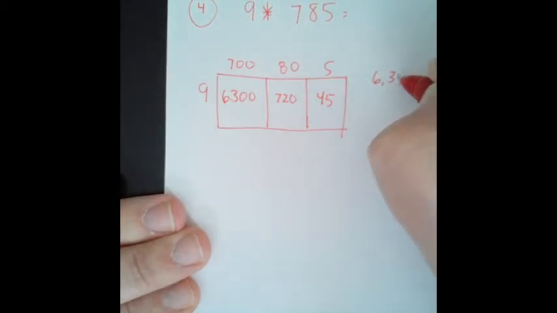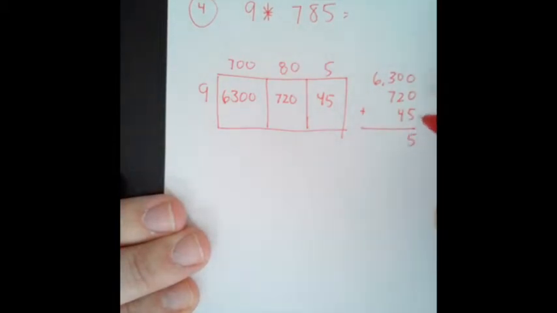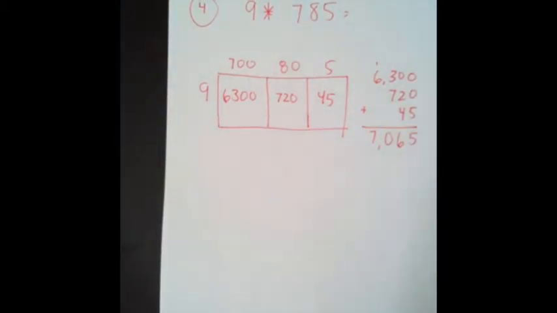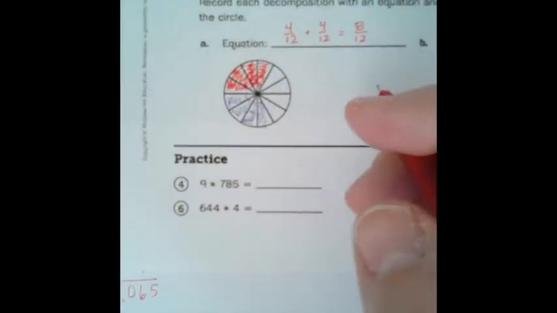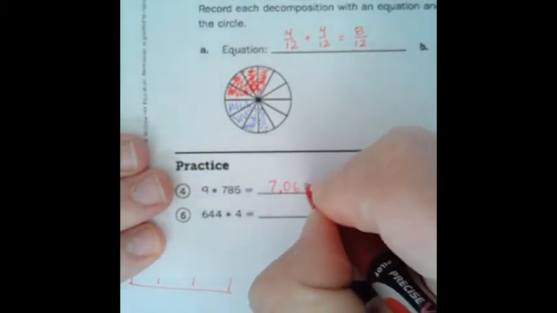So 6,300, 720. I'm going to be very careful to line up my numbers. And 45. Add those up. 5, 4 plus 2 is 6, 7 plus 3 is 10, carry the 1, 6 plus 1 is 7. So the answer here is 7,065. So I'm going to go ahead and transfer my answer. 7,065.